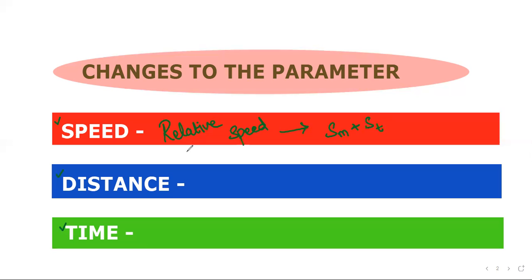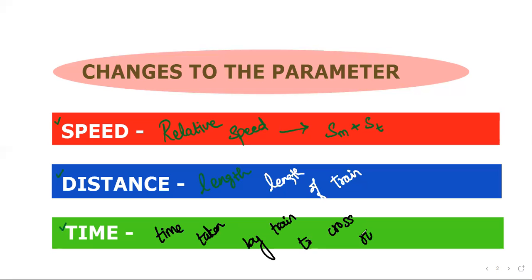Let's talk about the next thing, distance. When you talk about distance, a man does not have any effective length. So it's very simple. The distance covered by the train while crossing a man is nothing but the length of the train, its own length. Let's talk about the time. It is very easy, right? Time is nothing but the time taken by the train to cross the running man.